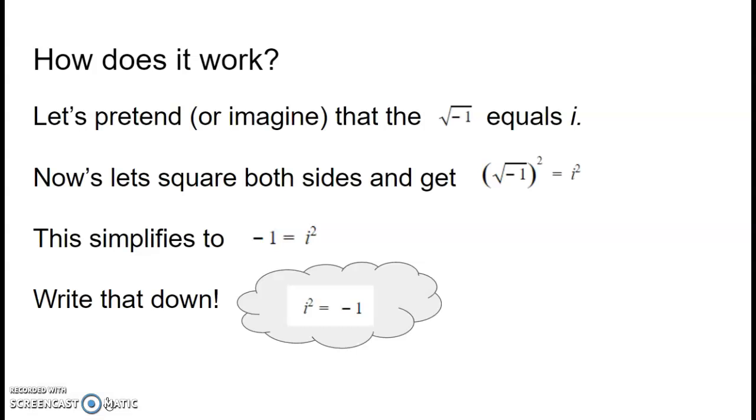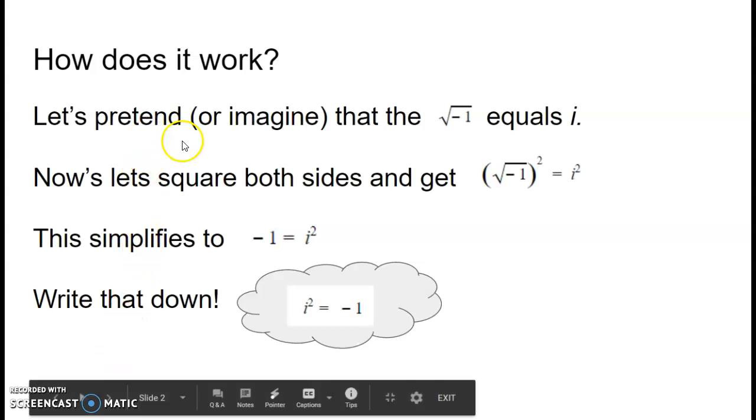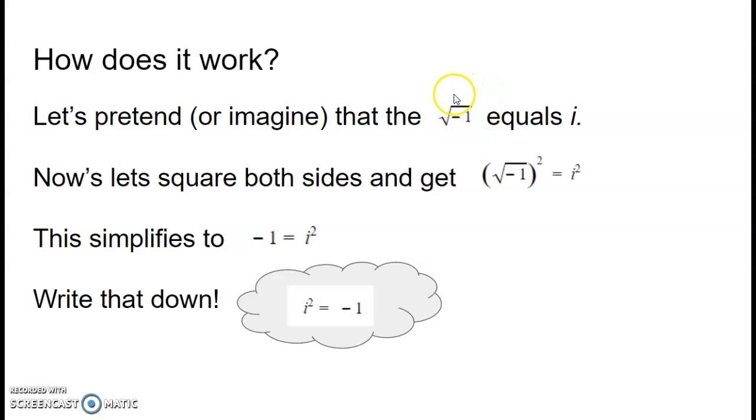So how does it work? Well, you're going to pretend or imagine that the square root of negative 1 has an answer, and we're going to call that answer i. Now you're going to square both sides, and we get the square root of negative 1 squared, which is just negative 1. That's going to equal i squared.